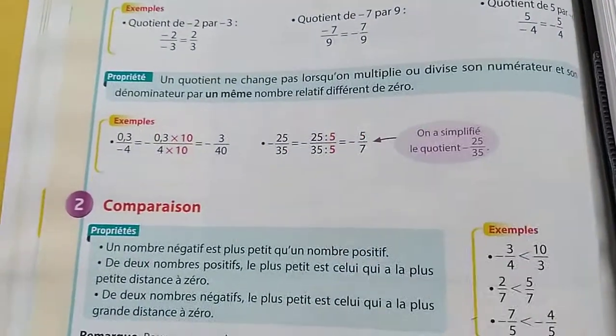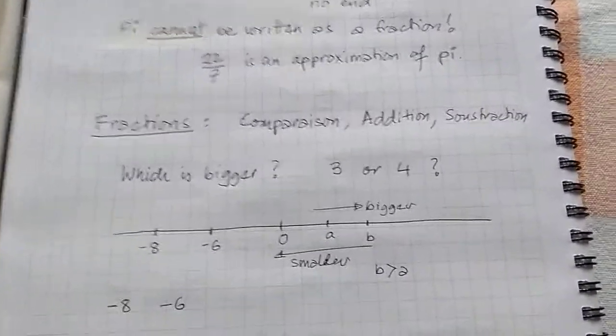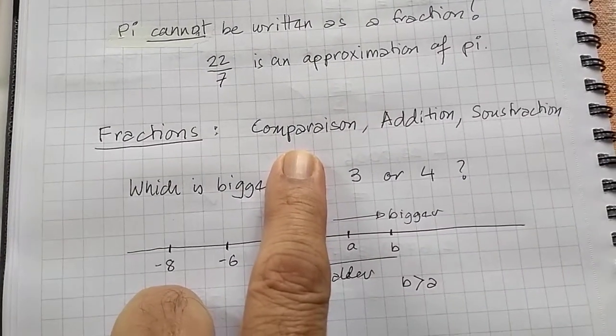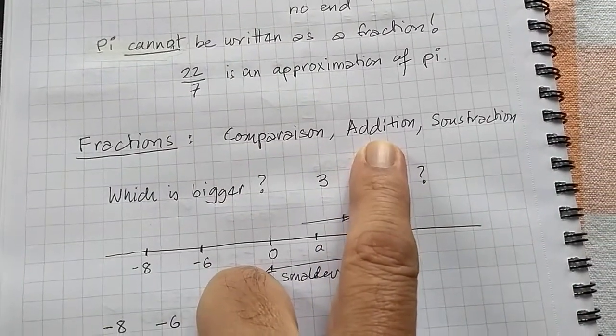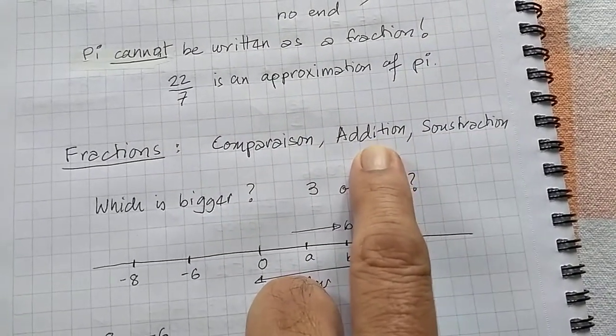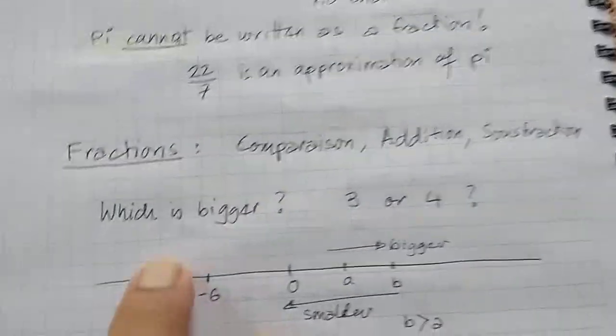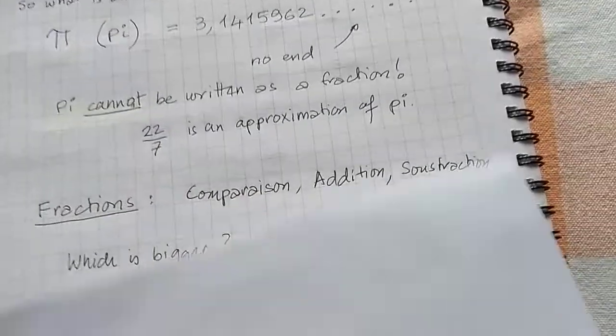All this you know. Okay, so in this chapter, the rest of the chapter teaches you fractions. First of all, how to compare two fractions, then how to add two fractions and subtract two fractions. Now subtraction is of course the same as addition, only you're adding a negative number. Okay, so the first thing is they talk about comparison.